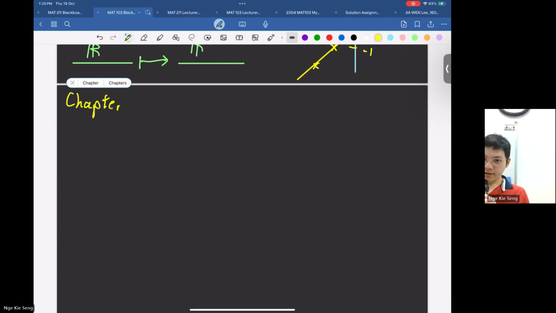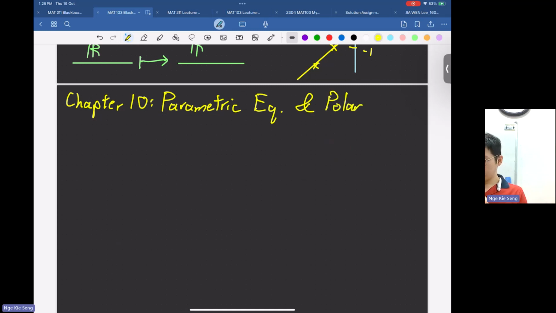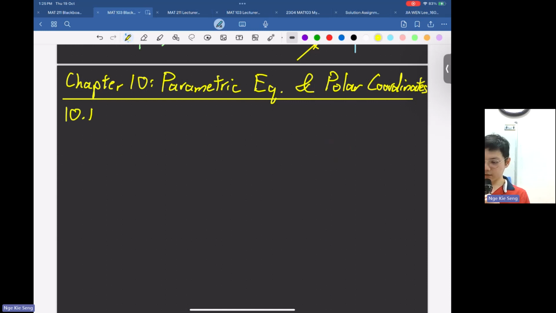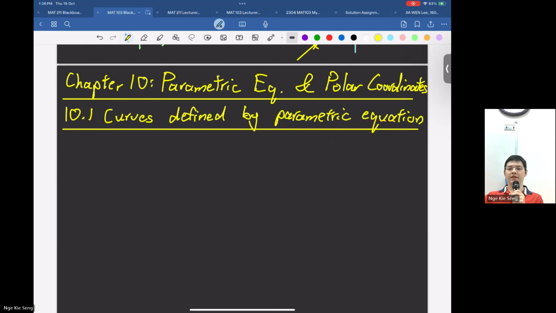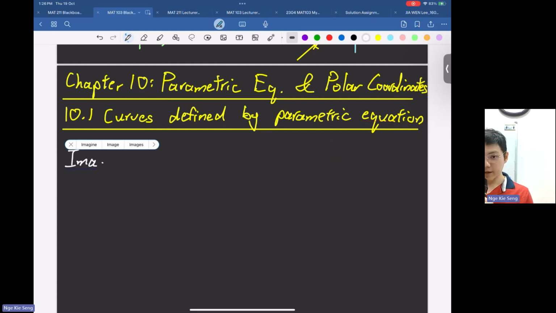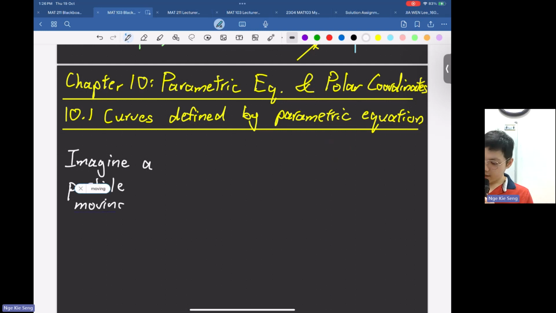Chapter 10 is about parametric equations and polar coordinates. First we will start with the subtopic, curves defined by parametric equations. So what should we start with? Let's imagine there's a particle moving randomly in R2. For example, you have a particle, and then you move randomly.